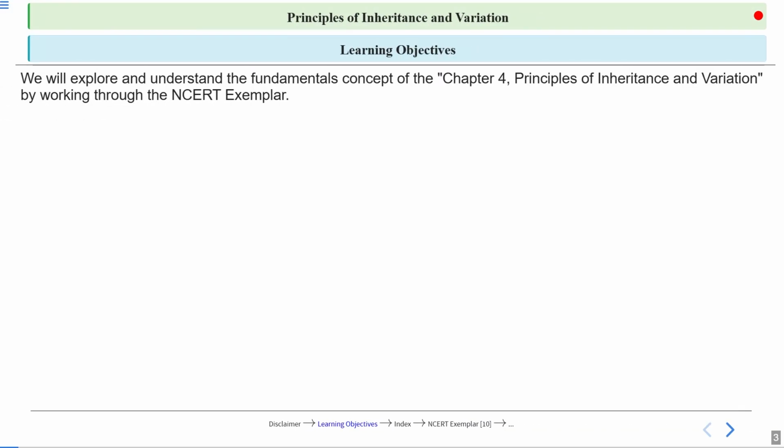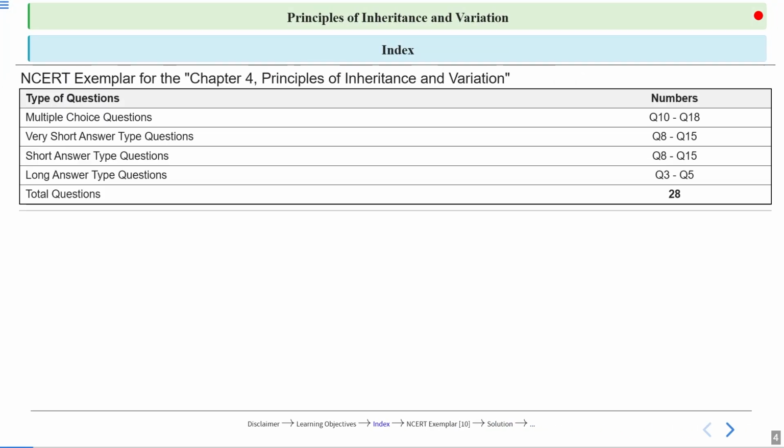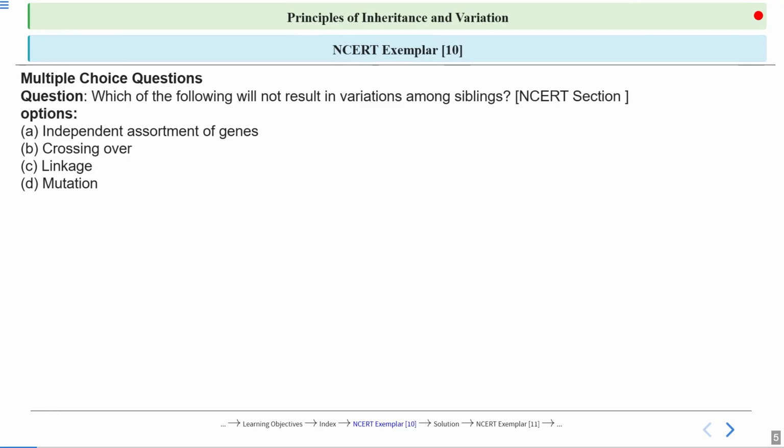So, what are the objectives of today's session? We will understand the basic concepts related to the chapter Principle of Inheritance and Variation by discussing NCERT Exemplar questions. We'll be discussing in total 28 questions here. These questions have been divided into 4 categories: multiple choice questions, very short answer type questions, short answer type questions, and long answer type questions. So let's begin with MCQs first.